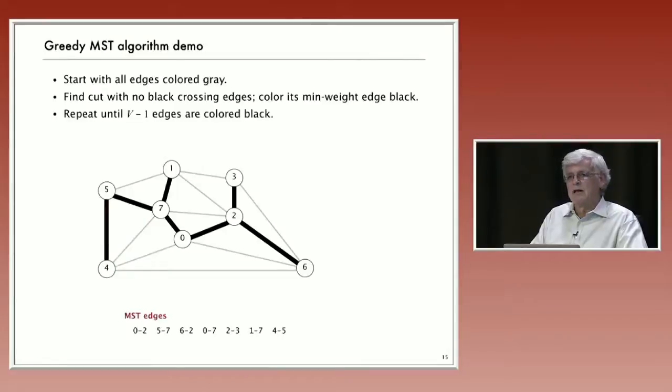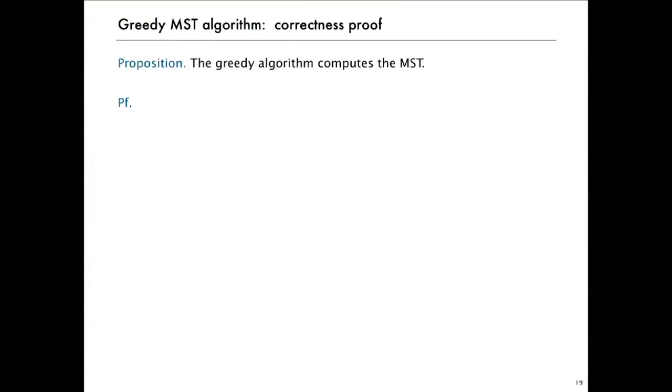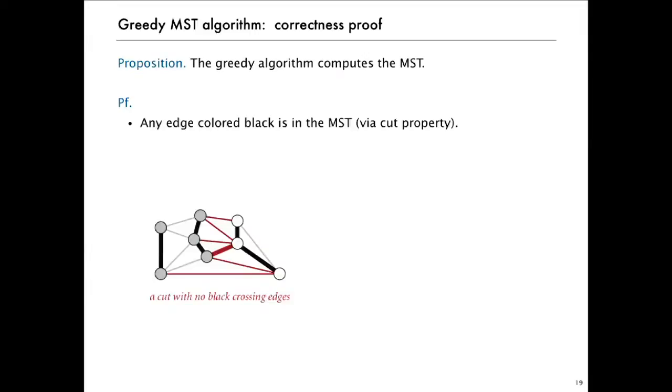So now we've got 8 vertices and 7 edges in the MST. So we've found the MST. We've got V-1 edges colored black, and we've found the MST. So the greedy algorithm is a very general algorithm. We're allowed to find any cut at all that has no black crossing edges. So let's do the correctness proof, and then we'll look at some specific instances of the greedy algorithm.